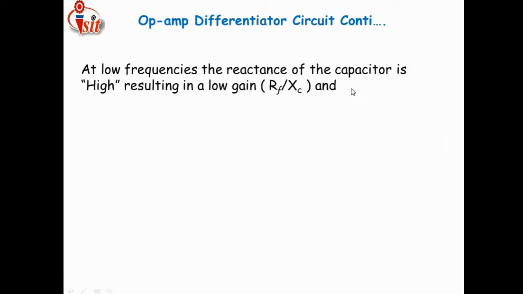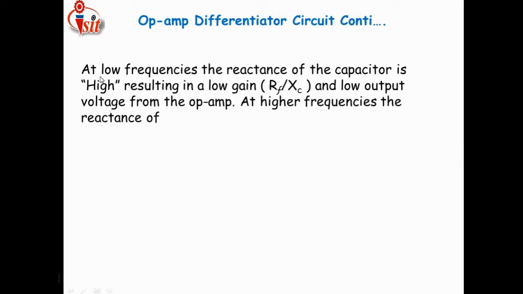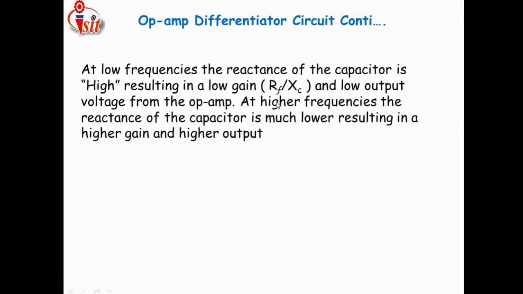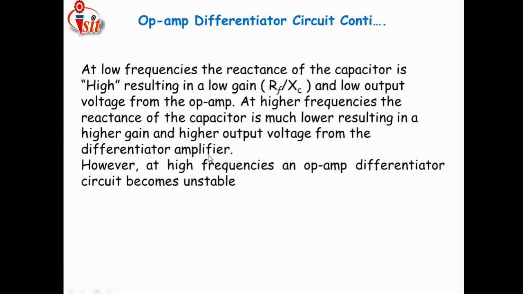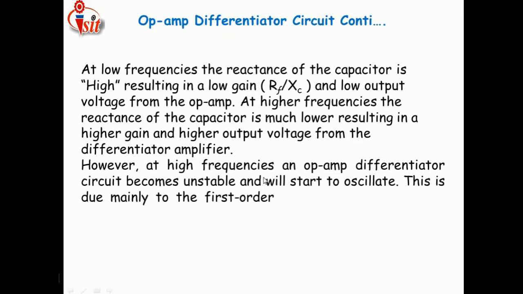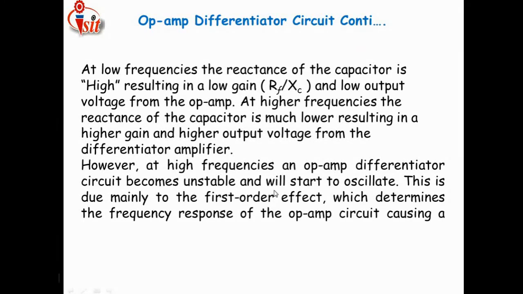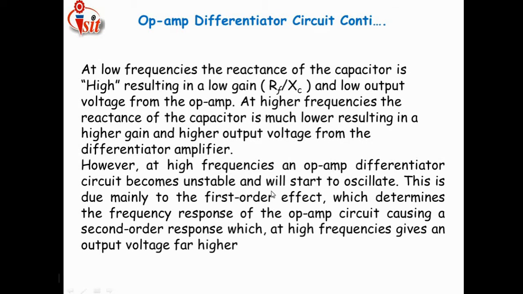At low frequencies, the reactance of the capacitance is high, resulting in a low gain, that is RF divided by XC. This is the gain related to the differentiator, and the low output voltage from the op-amp. At higher frequencies, the reactance of the capacitor is much lower, resulting in a higher gain and higher output voltage from the differentiator amplifier. However, at higher frequencies, an op-amp differentiator circuit becomes unstable and will start to oscillate. That means oscillations will be generated by the op-amp.